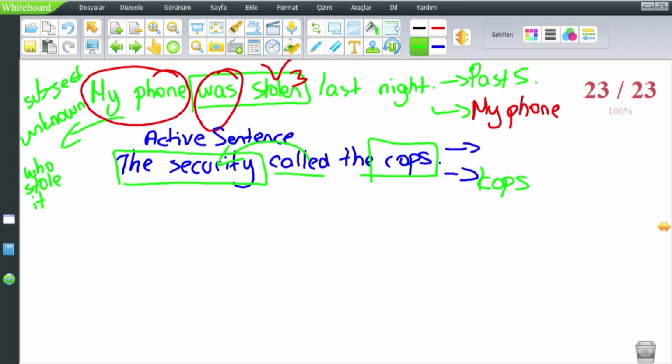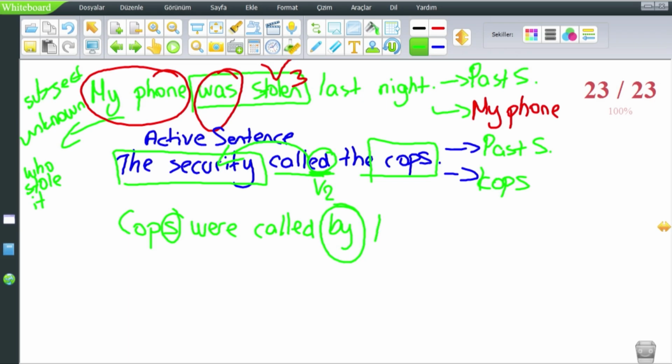And what time do we have here? What tense? I saw verb 2, ed, at the end of my sentence. That means past simple. Now I can rewrite my sentence using passive voice. Cops, past simple. That's why I will use were, because this is plural. Cops were called by the security.